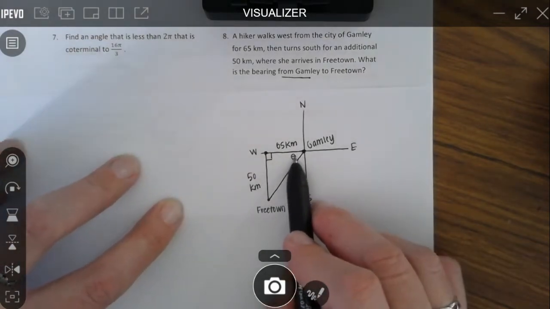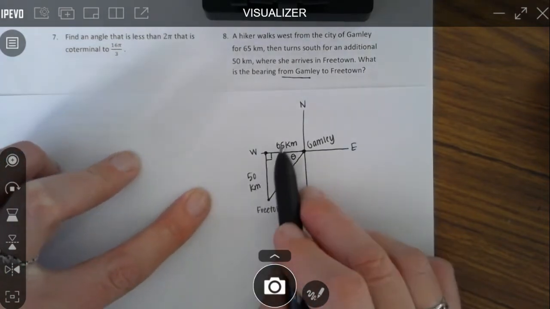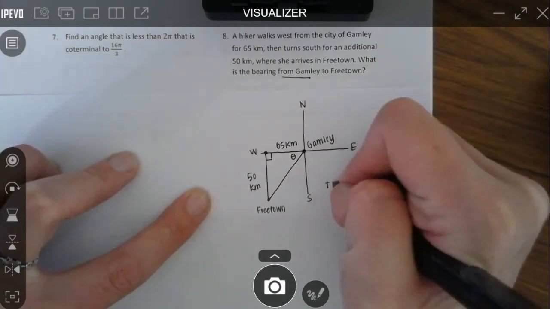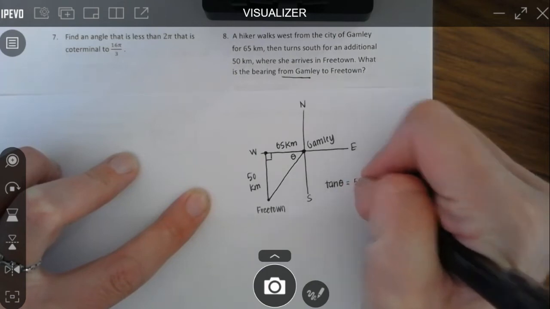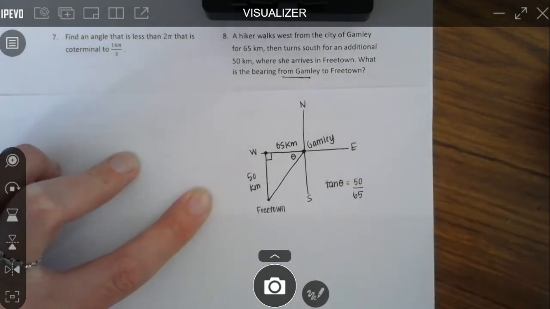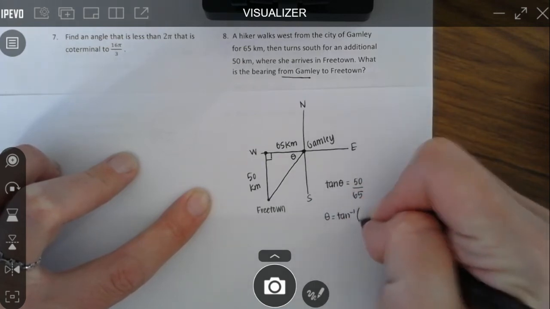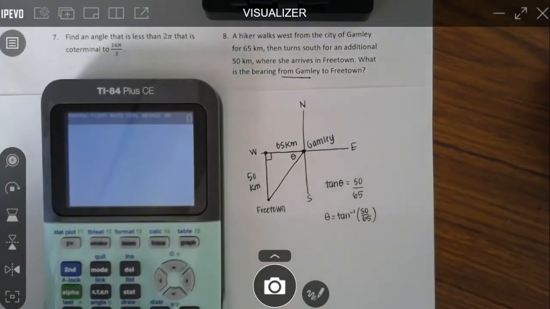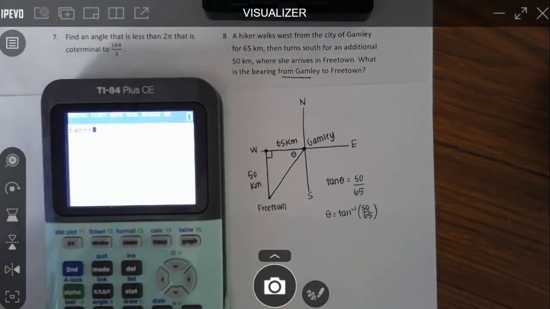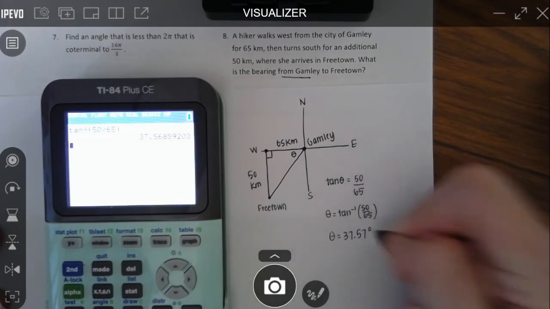So if this is the angle that I want to look for, I'm going to figure out what my tangent ratio is, because this is my opposite side, this is my adjacent side. So I'm going to set up my tangent ratio. So tangent of theta is going to be opposite of 50 over adjacent of 65. And then to find the theta, I'm going to use my inverse tangent because I'm looking for an angle. And using my calculator, inverse tangent of 50 over 65 is going to give me about 37.57 degrees.